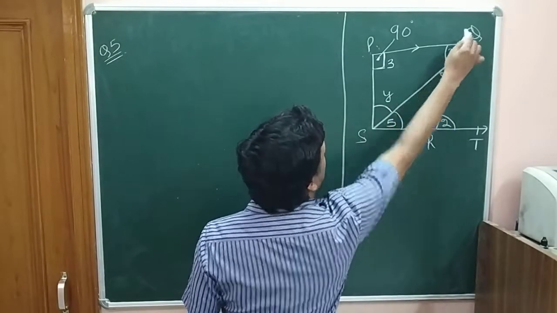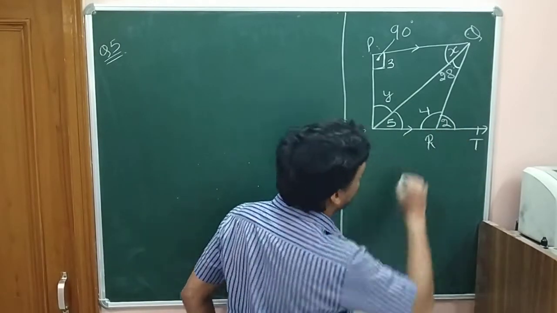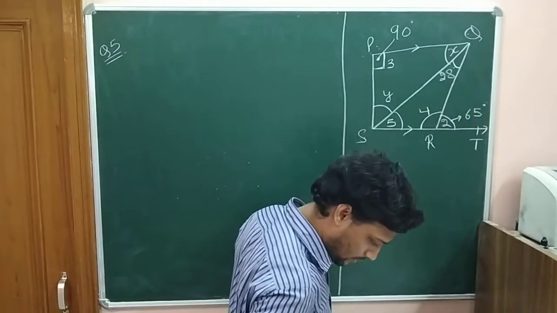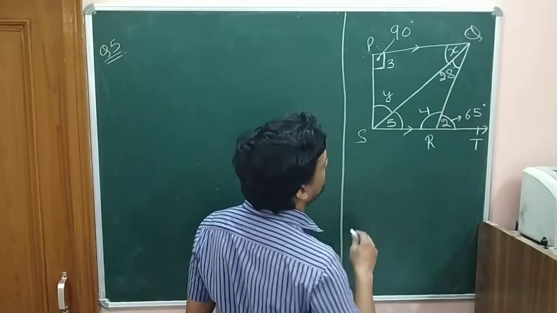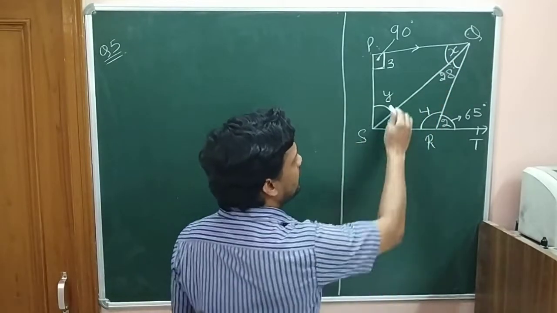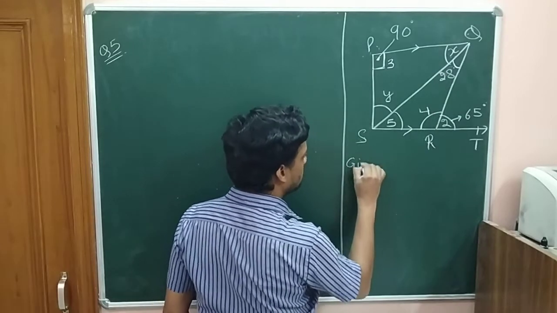Angle QRT is angle 2. It is given as 65 degree. You have to find the value of x and y. These two angles you have to find. Clear?